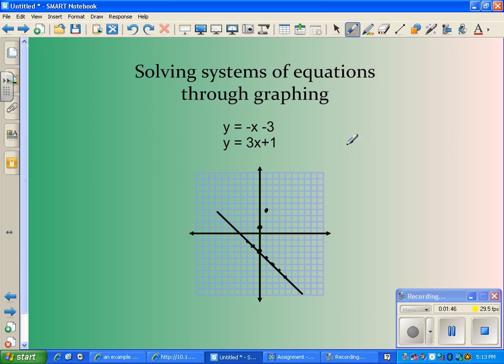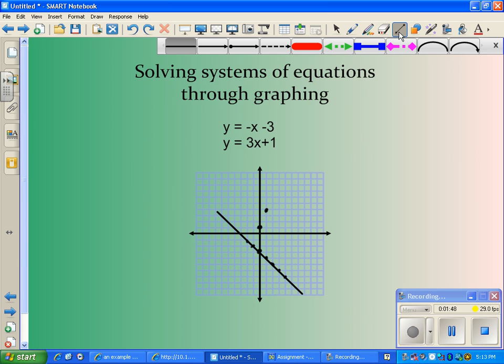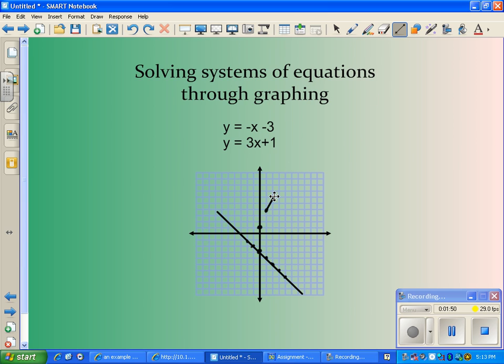So we already know what the solution is for this equation. I'm going to continue drawing the line, though. So even if you see it, make sure you're drawing the line anyway. So our solution to this problem, where it crosses, is -1, -2. Okay, so that one was pretty straightforward.